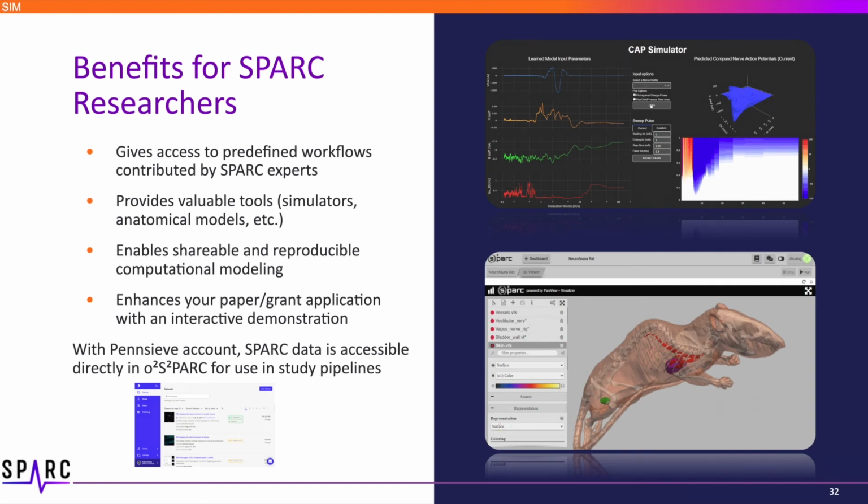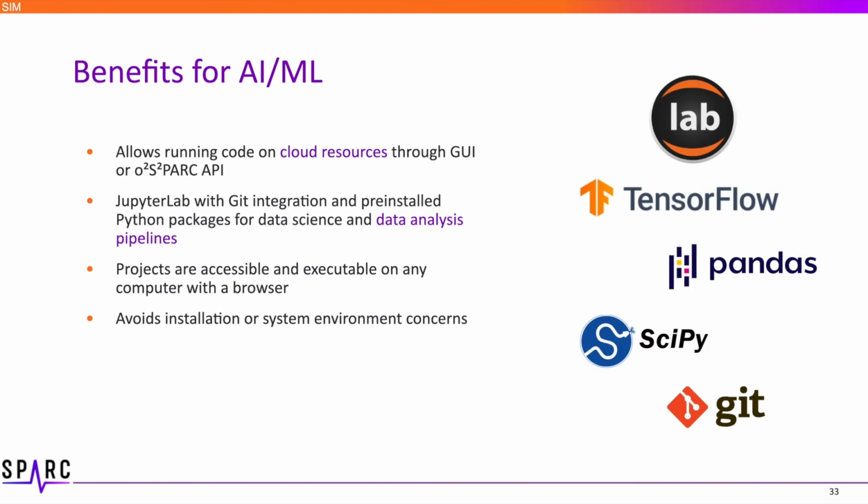You have several benefits for those of you who are interested in AI or machine learning. Some of these are running your code through cloud resources through either the GUI or through the o²SPARC API. Jupyter Lab services with Git integration and pre-installed Python packages allow you to do data science and data analysis directly on o²SPARC. So you have the whole environment set up already for you.